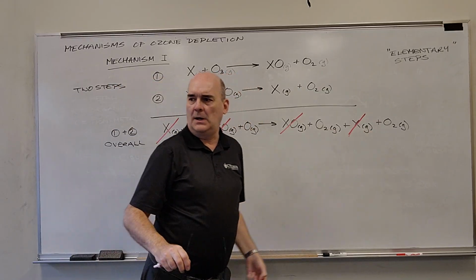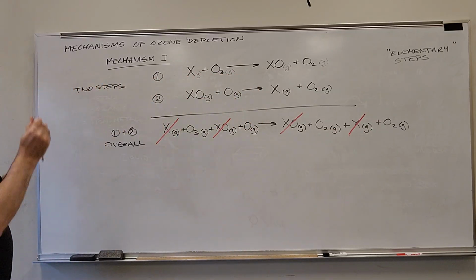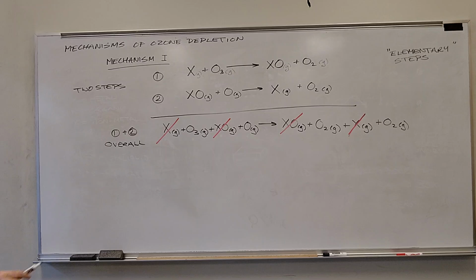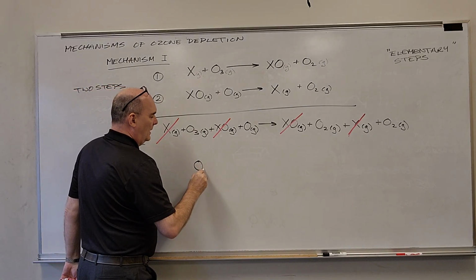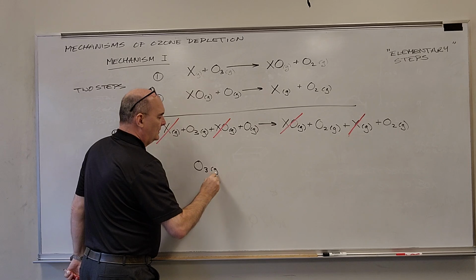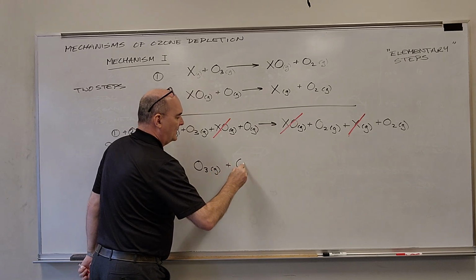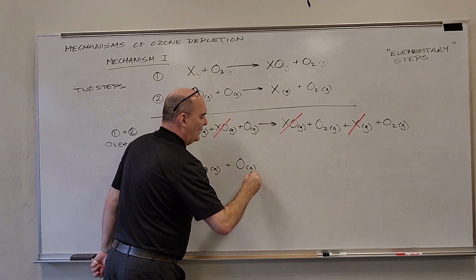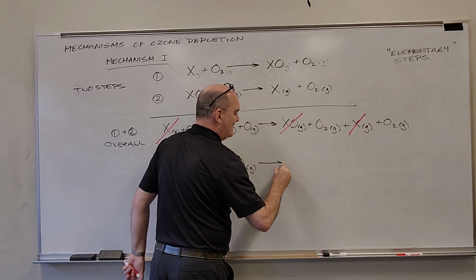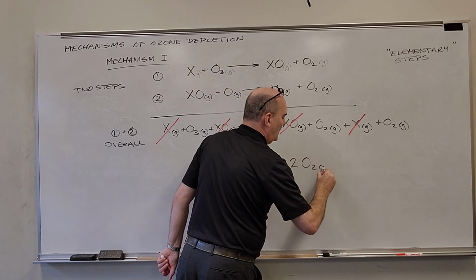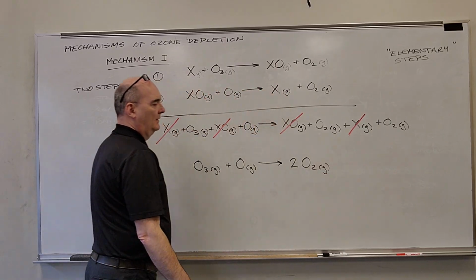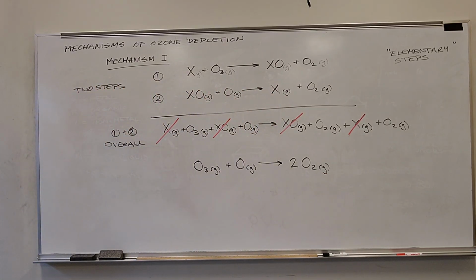But just in case you made a mistake, you go and you count this O2 and that O2. All right, so overall, my reaction is ozone plus atomic oxygen makes 2 molecules of oxygen.